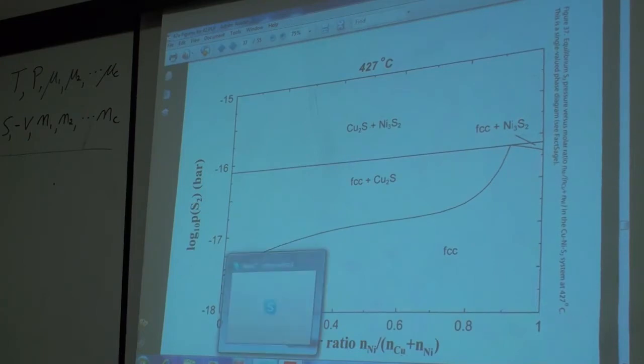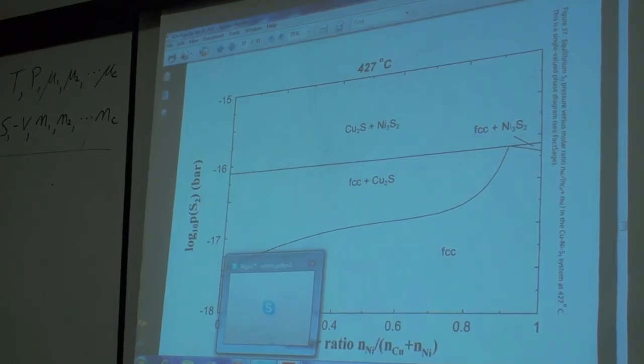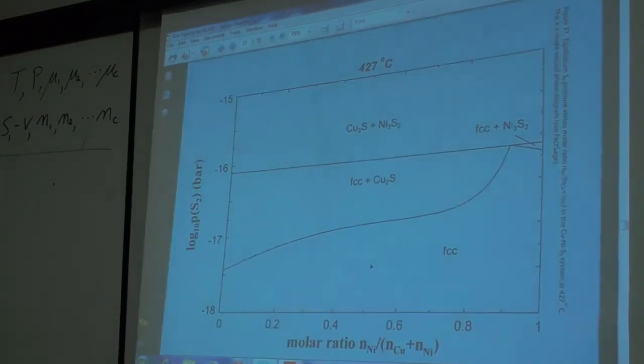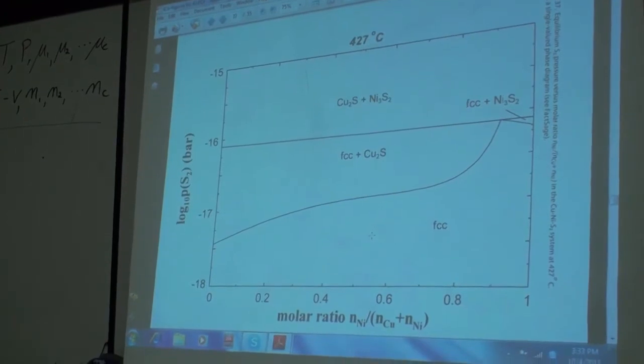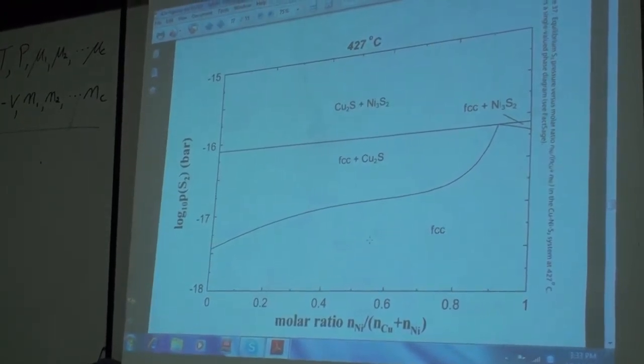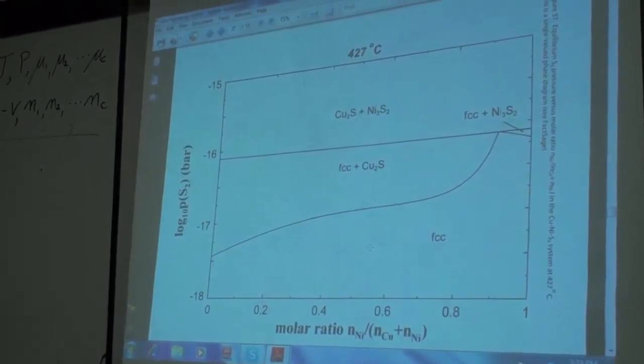So the question might be then, what are the rules that apply to calculating a diagram that's going to be single valued everywhere? Because this is really essential, so that you know that the diagram you're getting is going to be interpretable and also calculable with a phase diagram program.